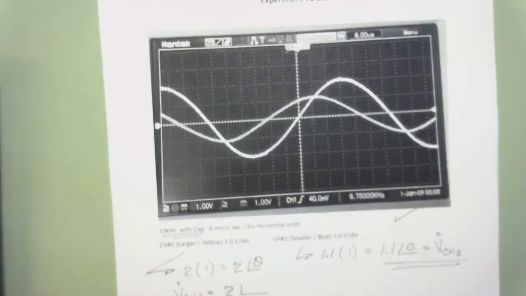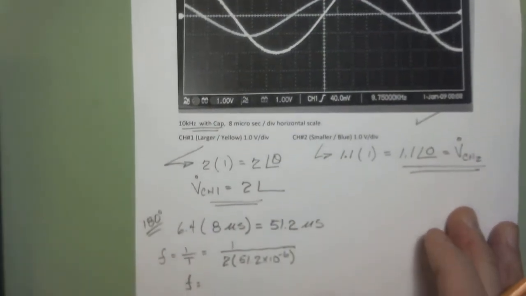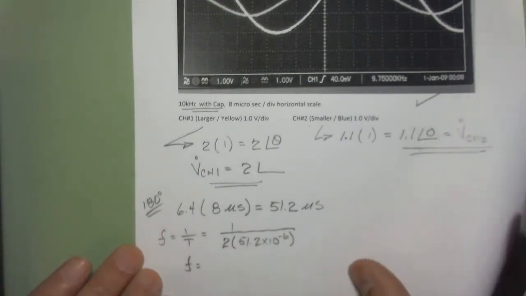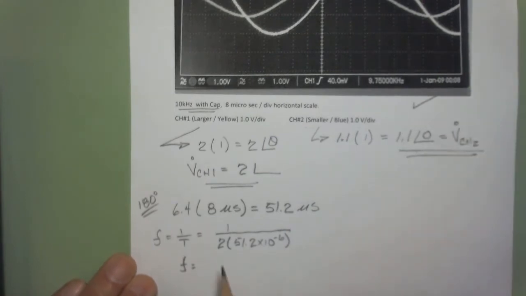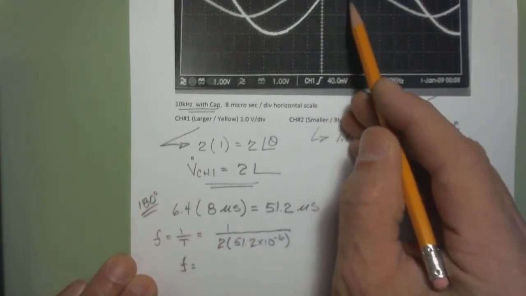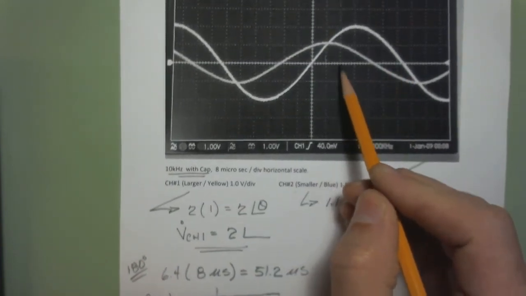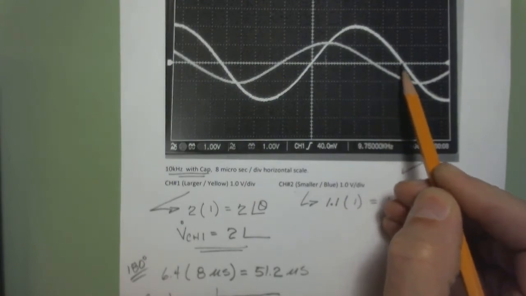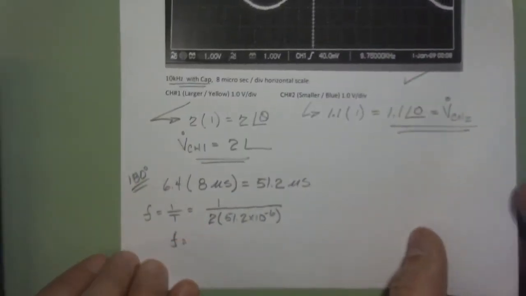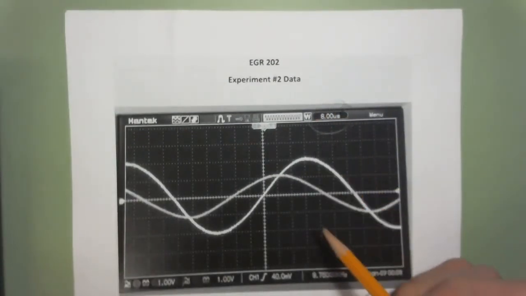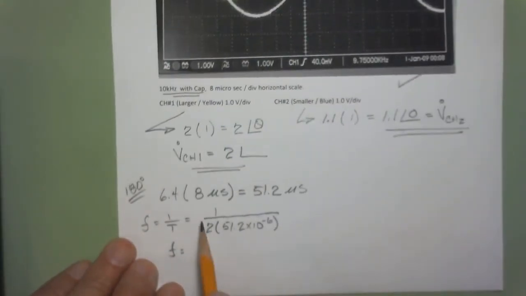This comes out to frequency. Oops, I'm way off the screen there. Sorry about that. I better back up and try and fix what I've done there. So we had 6.4 divisions. 1, 2, 3, and I'm off the screen there. Okay, so I had 6.4, 1, 2, 3, 4, 5, 6, 6.4, and I multiplied that 6.4 times 8 microseconds, because that was my scale factor up there, 8 microseconds. So 6.4 times 8 microseconds, 51.2.